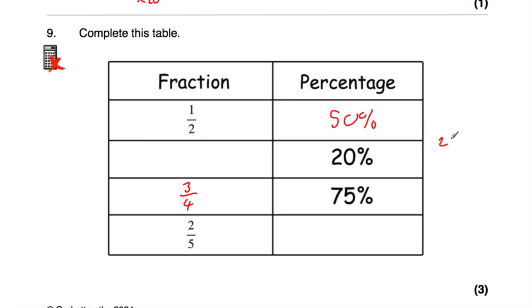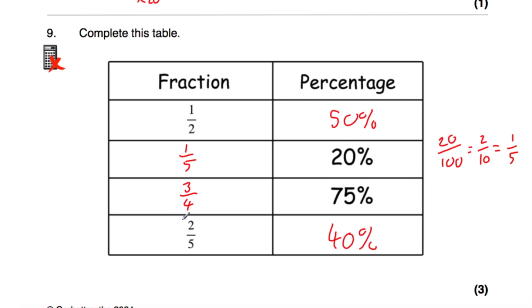Thinking about it, 20 out of 100, you could cancel it down to be 2/10 by dividing both of those by 10, and you could divide by 2 again, that'll be 1/5. So again, it's quite useful to learn that 20% is a fifth. And then 2/5, that'll be double 1/5. Because 2/5 is double 1/5, so if 1/5 is 20%, 2/5 would be 40%, and then that would be that one, 40%.